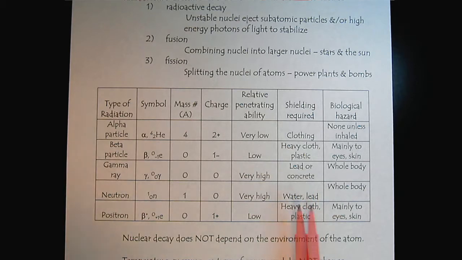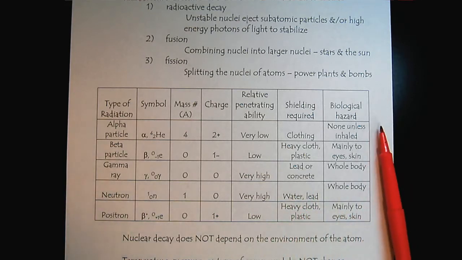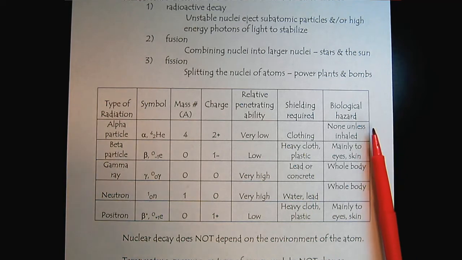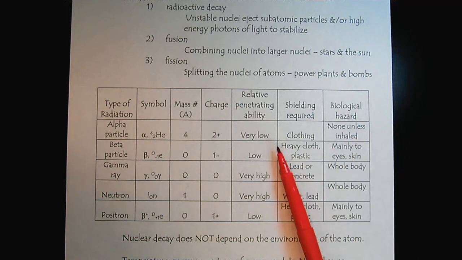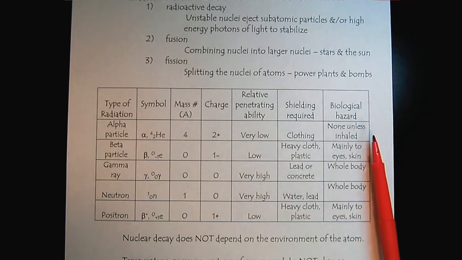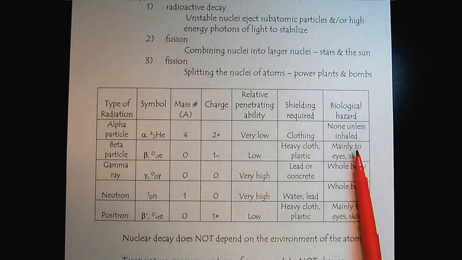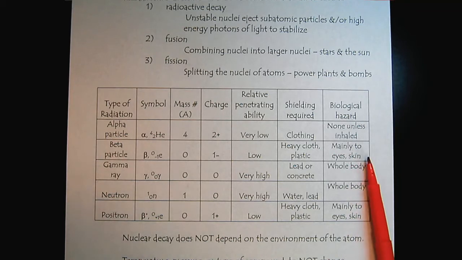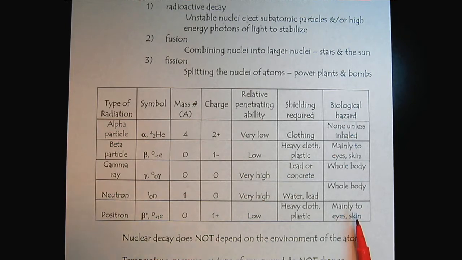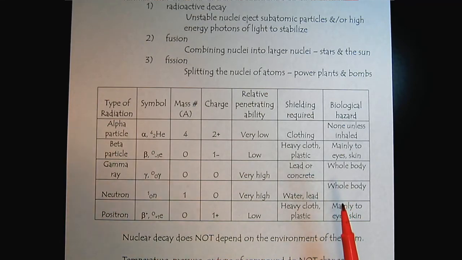Quite logically then, that influences the biological hazard. Things with low penetration, like alphas, are not going to hurt us as long as they stay outside us. For betas, it would be the uncovered, exposed parts of our body that would have the greatest hazard. And with the gammas and the neutrons, they're just going to completely penetrate through us.